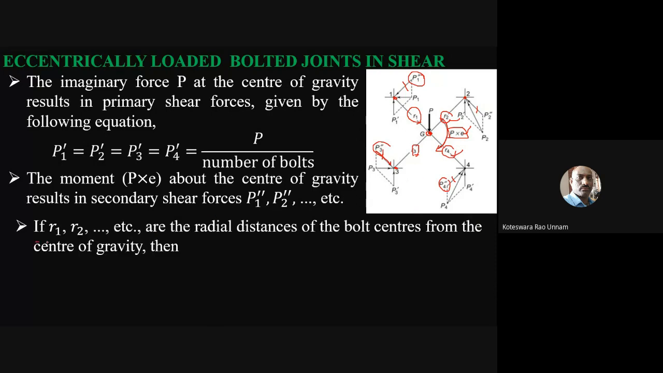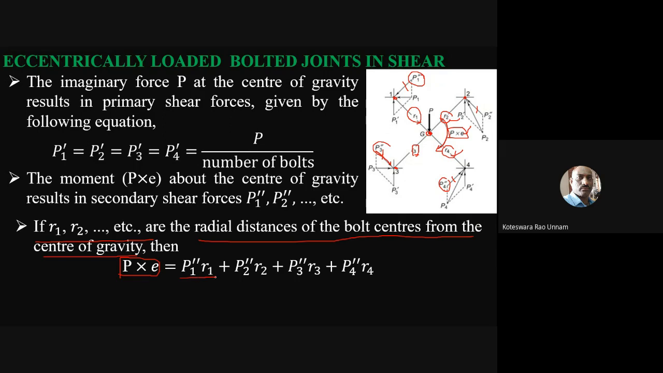So if R1, R2 and so on are the radial distances of the bolt centers from the center of gravity, then for equilibrium, the applied moment, that is P into E, should be equal to P1 double dash R1 plus P2 double dash R2, plus P3 double dash R3, plus P4 double dash R4.